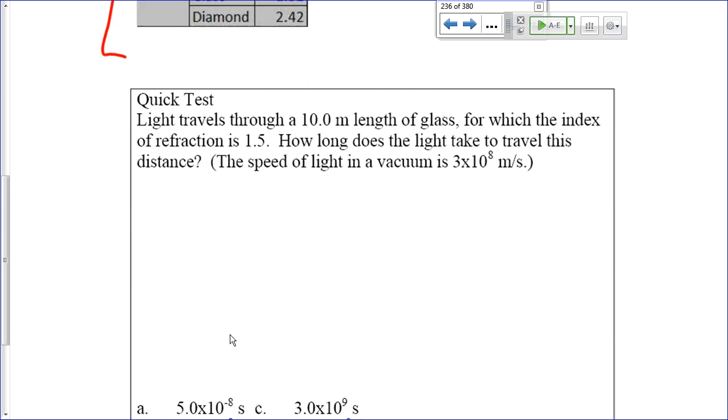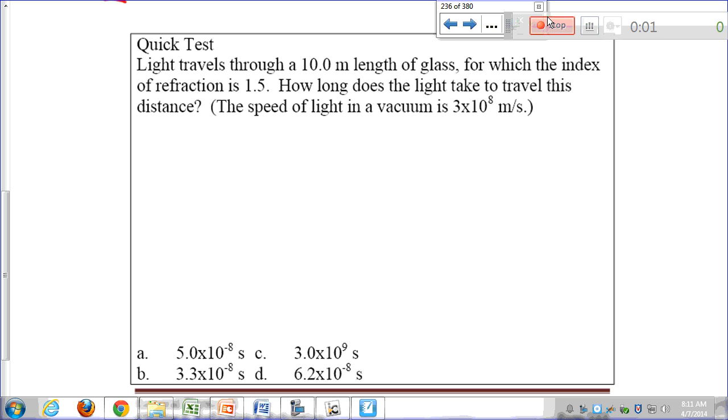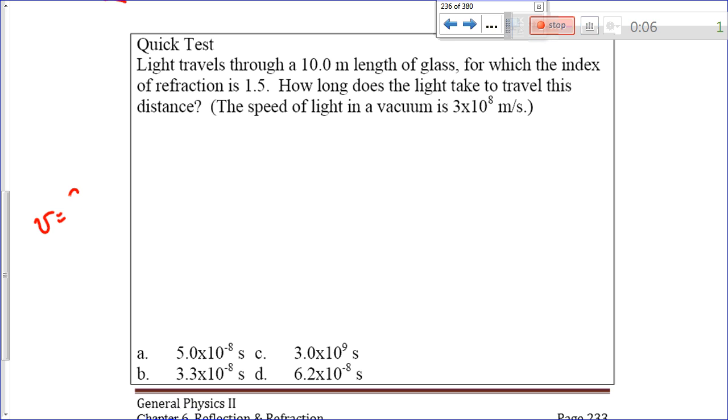Let's try this quick test. Remember, the velocity of light is equal to c divided by the index of refraction. c is 3 times 10 to the 8. That's the speed of light in a vacuum. Meters per second.